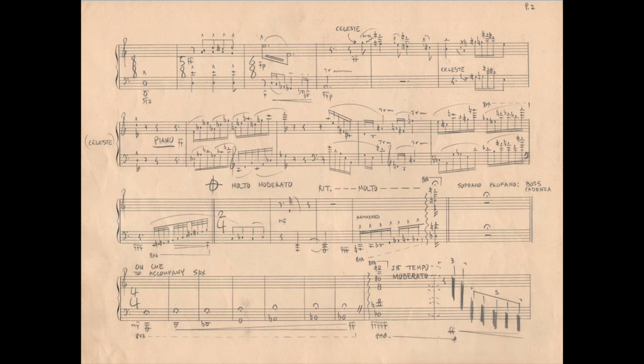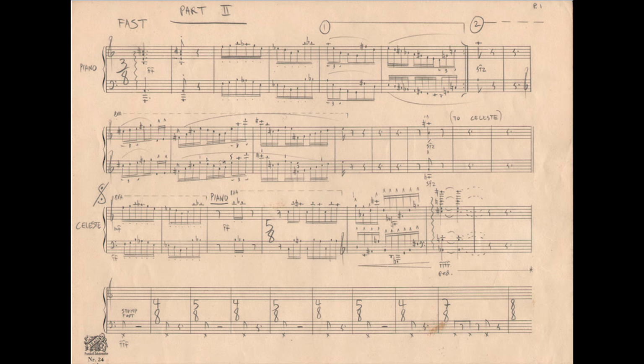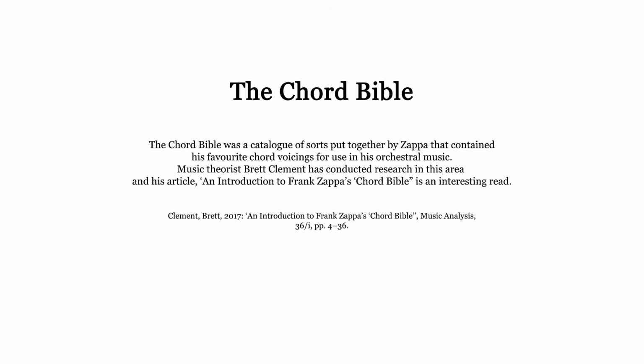The technique can be examined in compositions from the early stages of Zappa's career in the 1960s, although closer examination of selected compositions throughout the 1970s reveals that the technique became a mainstay for Zappa, and that it developed over the years, culminating in the Chord Bible. The Chord Bible was a catalogue of sorts put together by Zappa that contained his favourite chord voicings for use in his orchestral music. Music theorist Brett Clement has conducted research in this area, and his article, An Introduction to Frank Zappa's Chord Bible, is an interesting read.